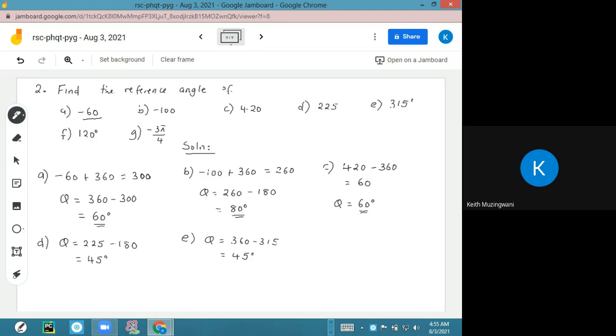No need for a coterminal angle because we are within the required range. If 120 lies in the second quadrant, you say 180 minus 120. This is giving us 60.